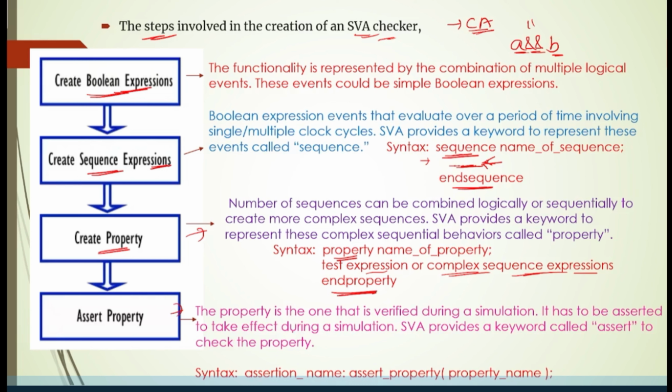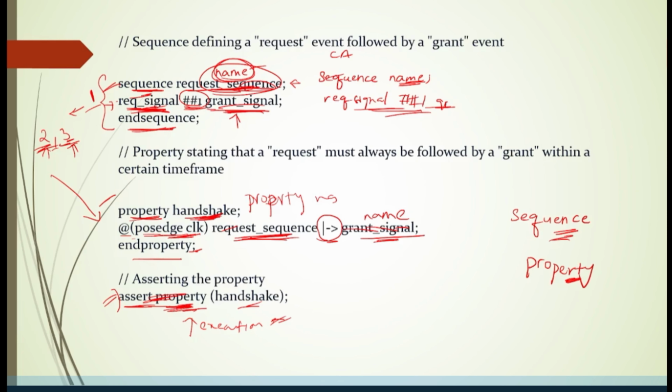After creating the property, you will be asserting the property. Asserting the property is nothing but now it is verified. The property is the one that is verified during simulation. It has to be asserted to take effect during simulation. Clear? You will be using the assert keyword: assert property and the property name. So this is the property name. That is what I have explained here.